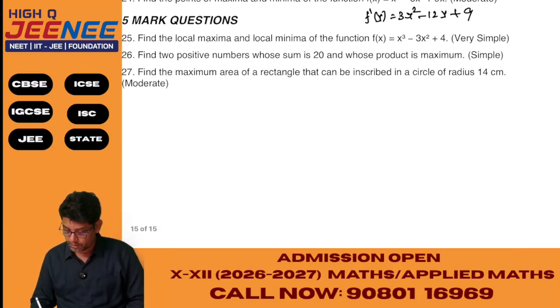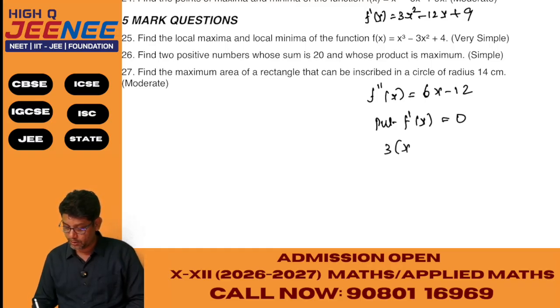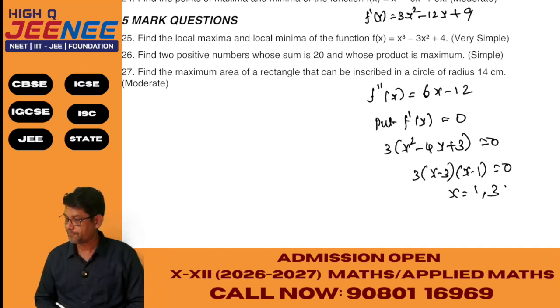Now, f double dash of x also you find out immediately: 6x minus 12. Put f dash of x is equal to 0. So we'll be getting 3 into x square minus 4x plus 3 equal to 0. 3 into x minus 3, x minus 1 equal to 0. X is equal to 1, 3.